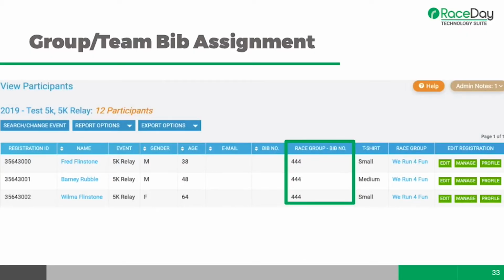You'll see here, I've got a few members, Fred, Barney, and Wilma, all part of the We Run for Fun group, and they all have the same bib number assigned here. There's an additional column for individual bib number here. So if you're one of those races that requires a different individual bib number from the group, we do support it. I don't see it very often, but it is available.